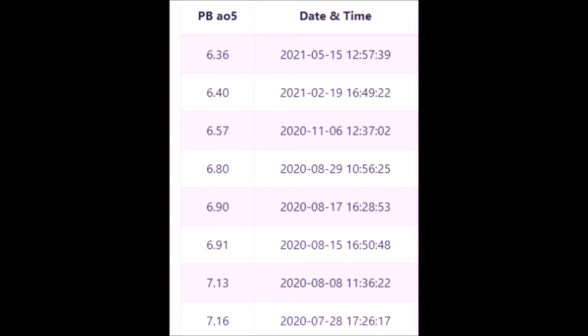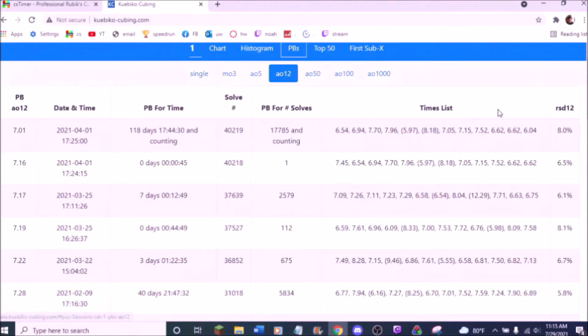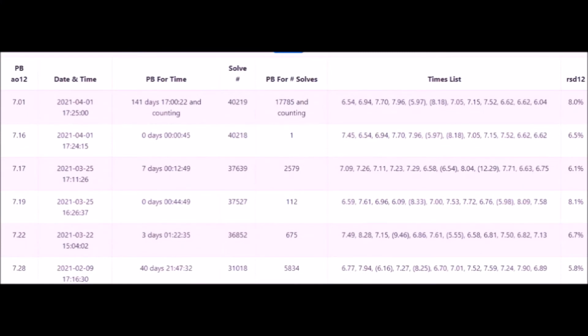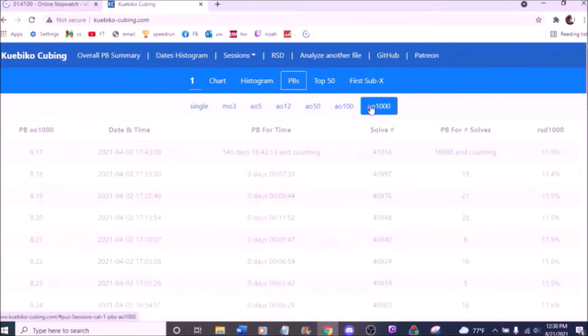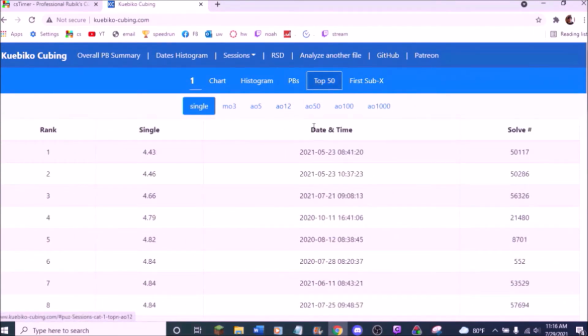Over the next several months it decreased to 6.57, then 6.40, and finally I got a 6.36 average of 5. Here's my progression for average of 12. Every PB starting with 7.22 was an overall PB, and then we have my PB progression for all of these other averages. This section shows your top 50 results for each category.